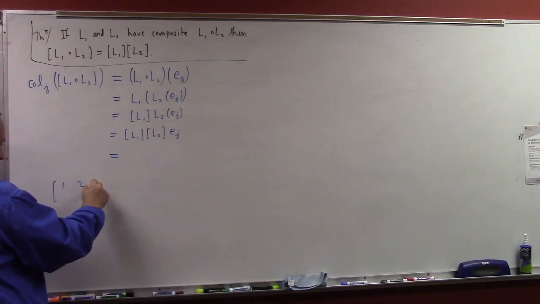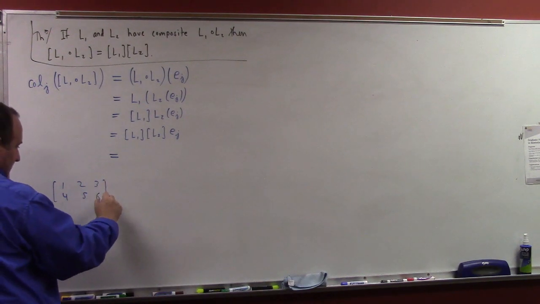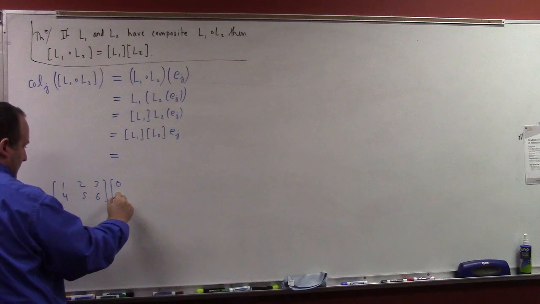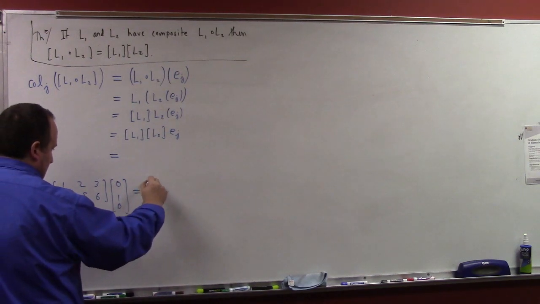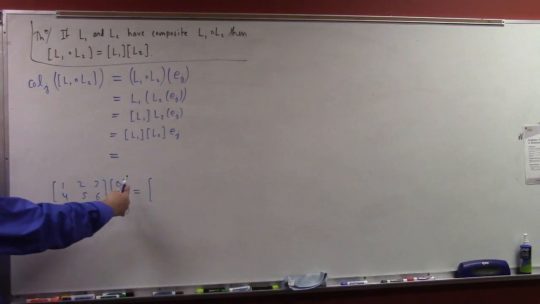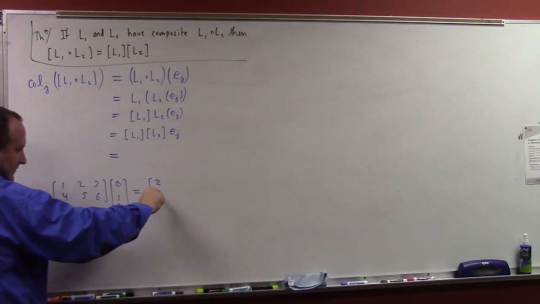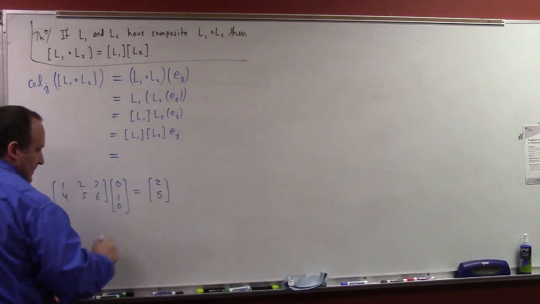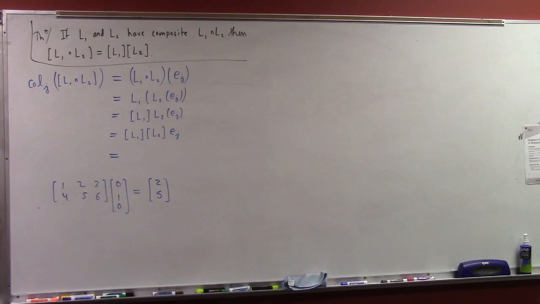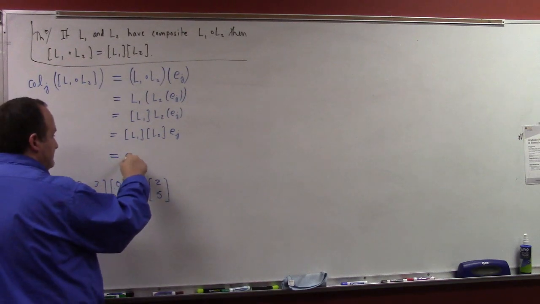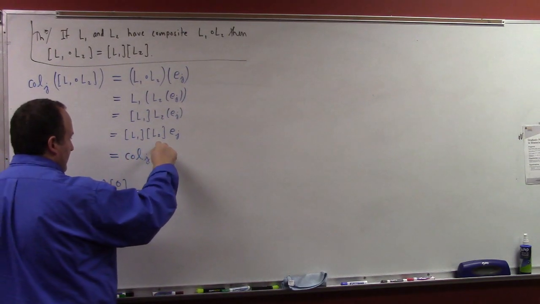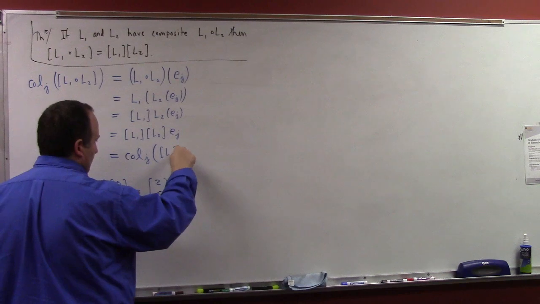If I have 1, 2, 3, 4, 5, 6, and I multiply by 0, 1, 0, what happens? 2, 5, so what is that? Second column, right? So multiplying by the standard basis selects the corresponding column. That is the jth column, column j, of the product of L1 and L2.